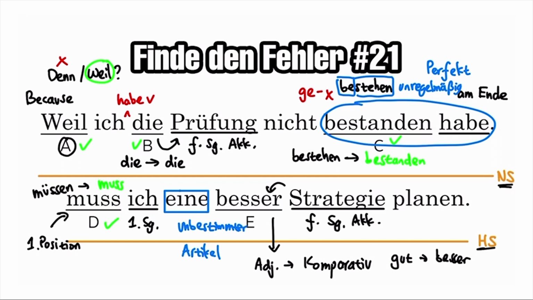And this one has an extra E, so the adjective that is coming next must also get an extra E because it's a feminine noun. So it is not besser, but instead it's bessere. Also muss ich eine bessere Strategie planen. And we have found a mistake. It's E.